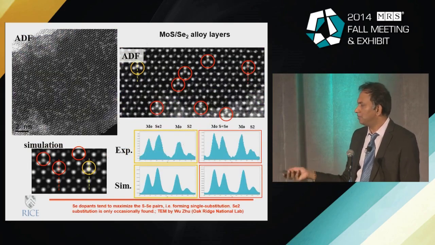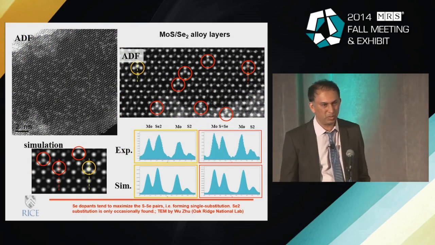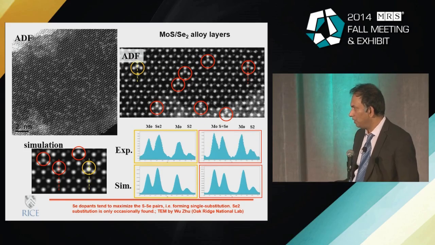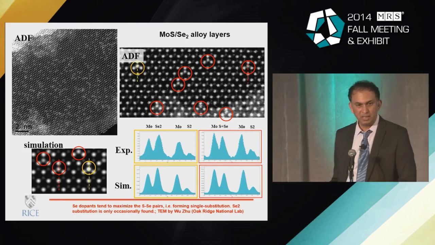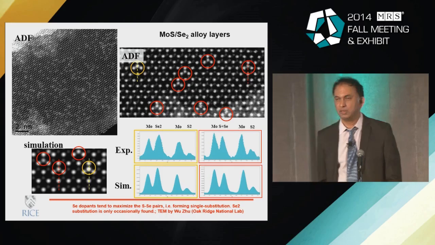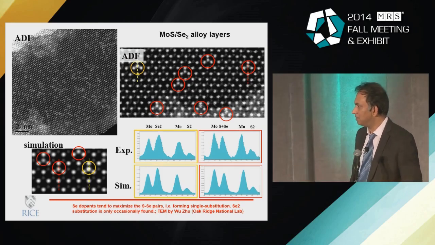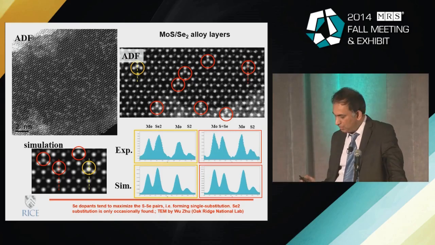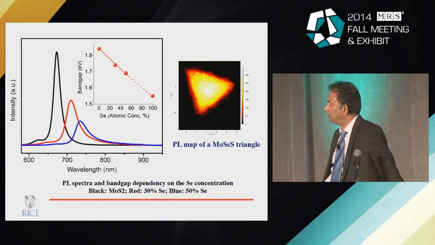And we have done some detailed work in showing that these dopants are now well distributed throughout the lattice. In fact, the preference for selenium is actually to form the sulfur-selenium pairs first before it replaces completely. So there is a very nice diffusion distribution of selenium as you dope into these kind of systems, which is very different from the graphene system that I mentioned to you.